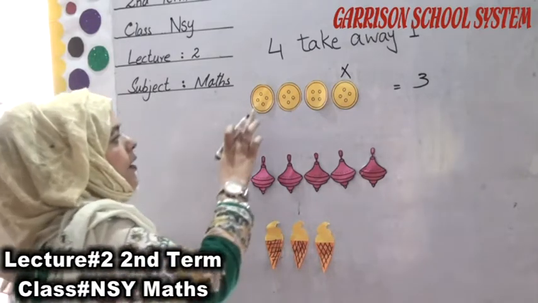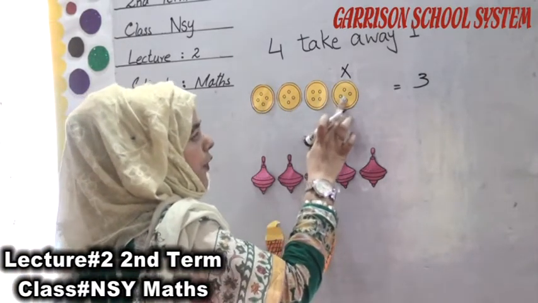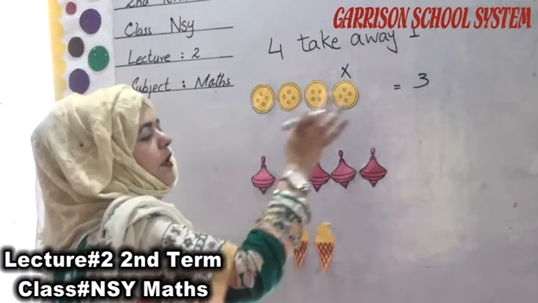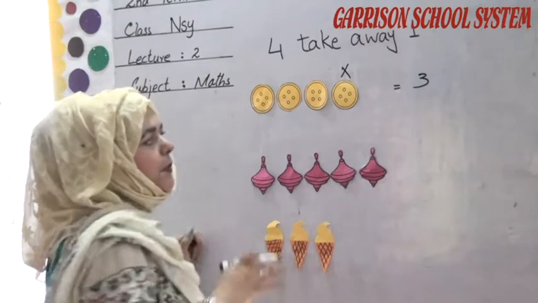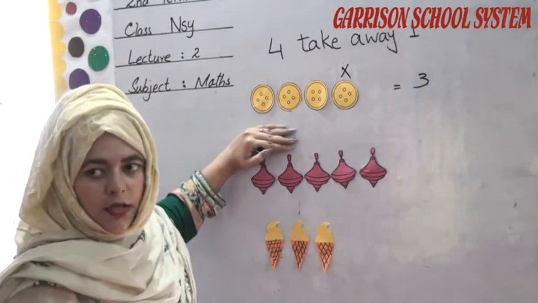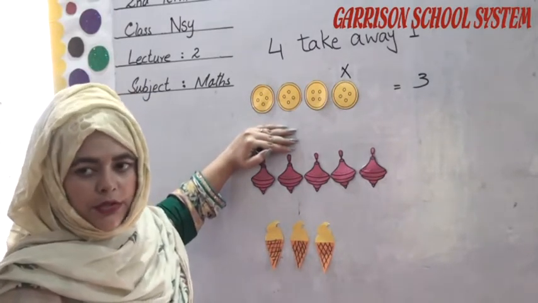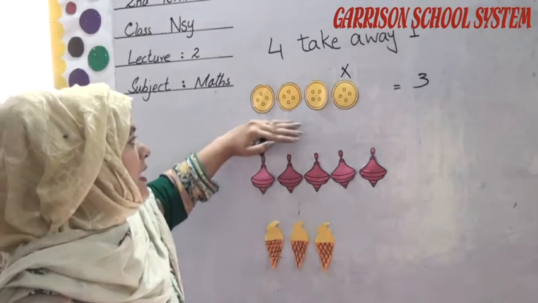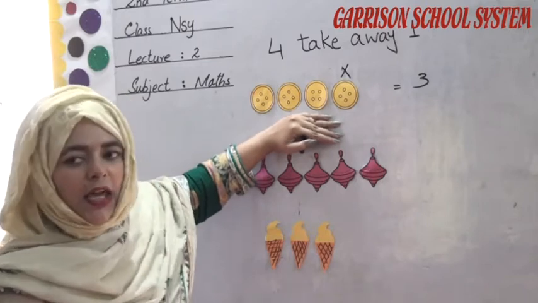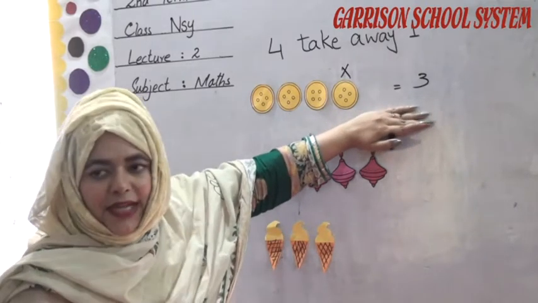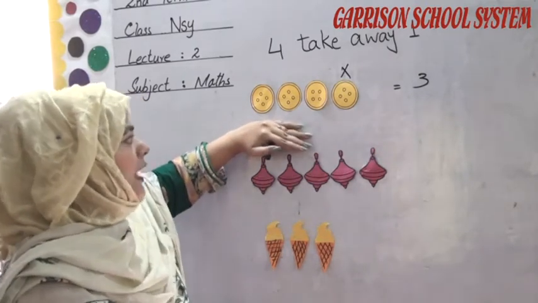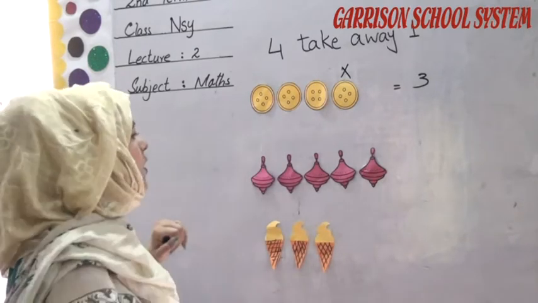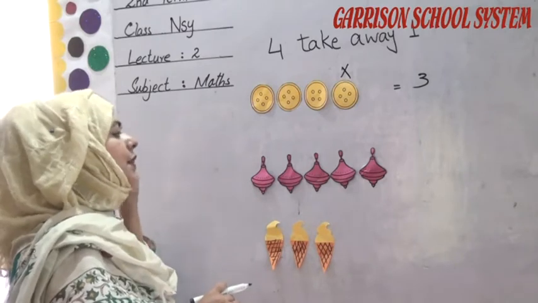Okay? 1, 2, 3, 4. If we cross one button, how many will be left? There will be 3. That means these buttons will be fewer in number. If we take away 1, these buttons will be fewer in number. That means if we take one out of these, 3 will be left behind. And so their quantity will become less. So we move on to the next.